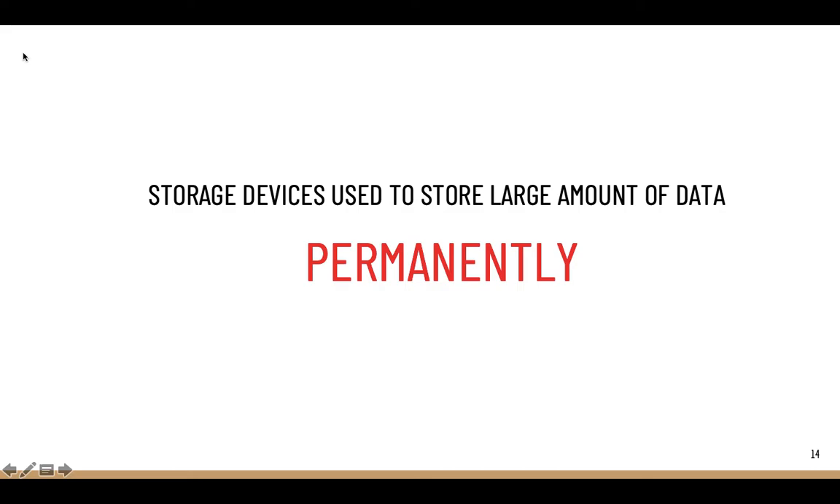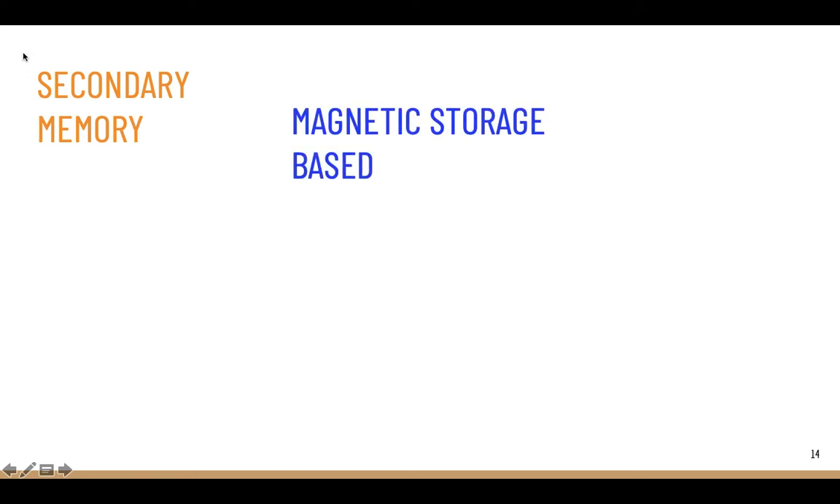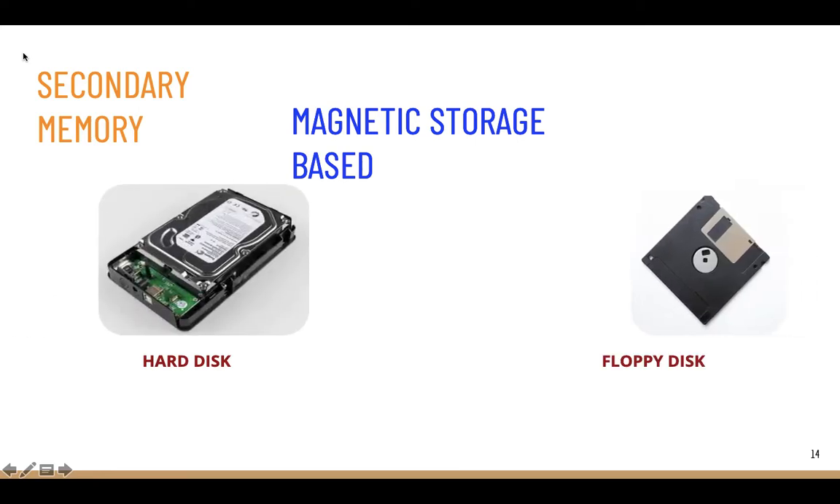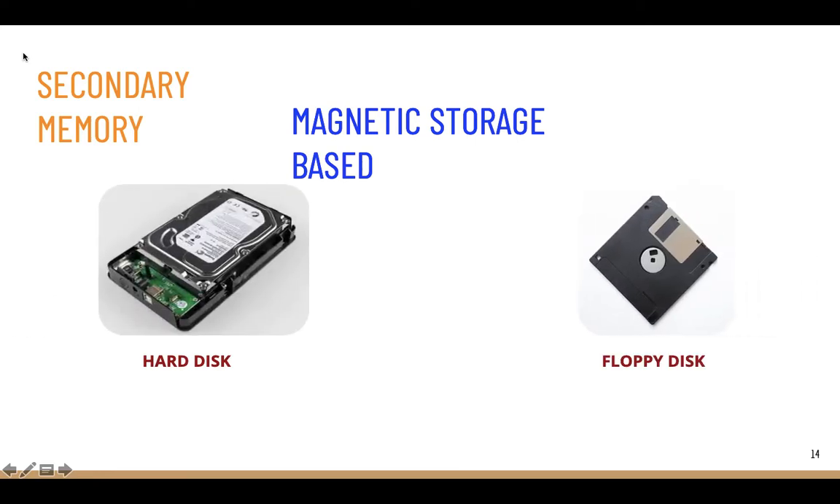Secondary memory are storage devices used to store large amount of data permanently. For permanent storage, secondary memory is used. So let's see some categories of secondary memory. First is magnetic storage based secondary memory. The examples are hard disks and floppy disk. These have some mechanical moving components. These are examples of magnetic storage based secondary memory.